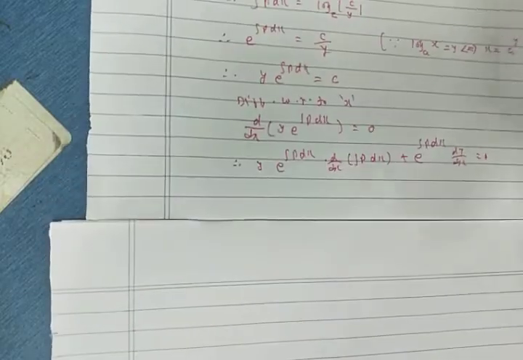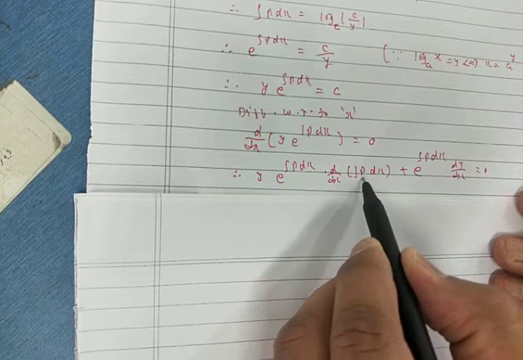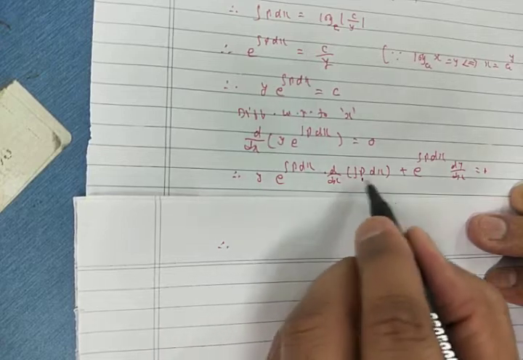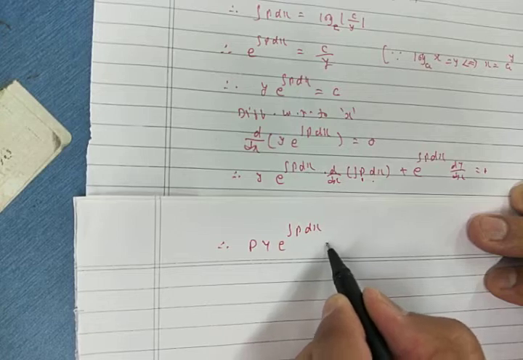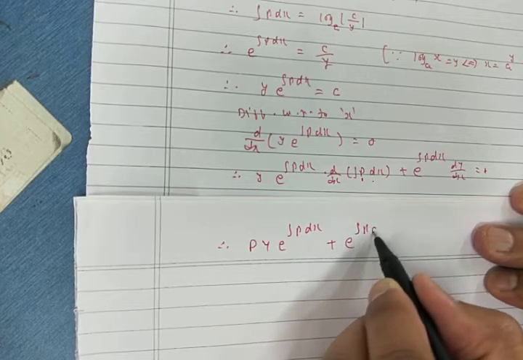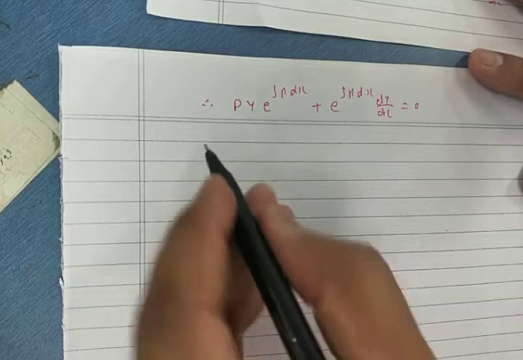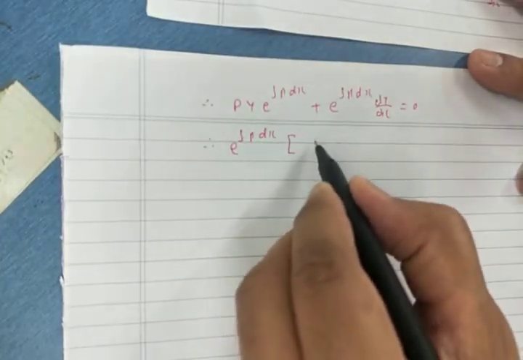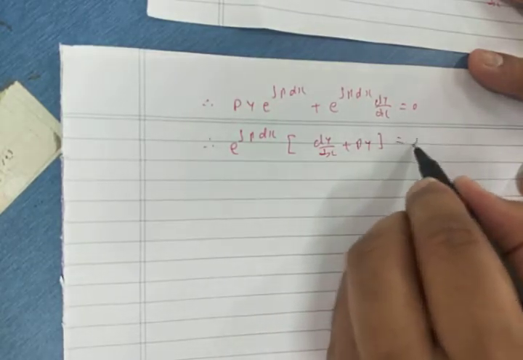Now see here. From this, the integral part is given, p is a function of x only, and if we differentiate it, we get the original function. So that is p. So py e raised to integral p dx plus e raised to integral p dx into dy by dx is equal to 0. If I take e raised to integral p dx common, what do we get? dy by dx plus py is equal to 0.